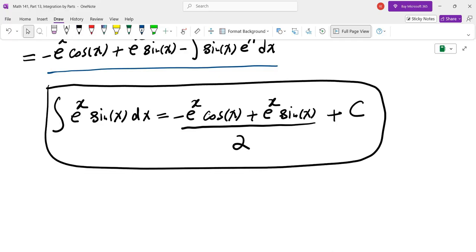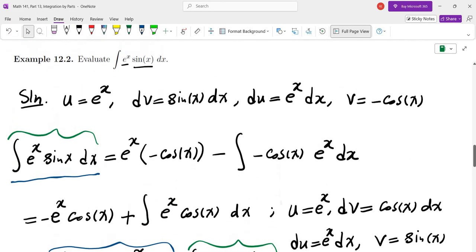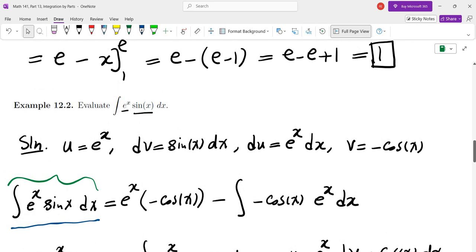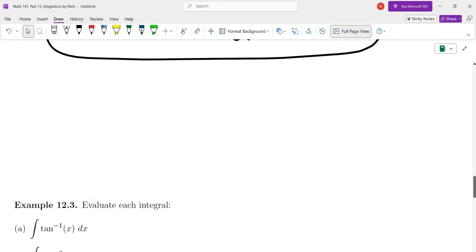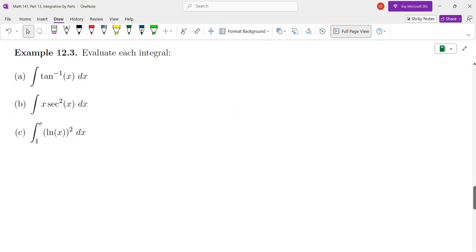Anytime you're dealing with exponential times sine, or exponential times cosine, you have to do integration by parts twice, and then you bring the same integral to the other side and divide both sides by 2. Okay, so we'll do a few more examples on this.